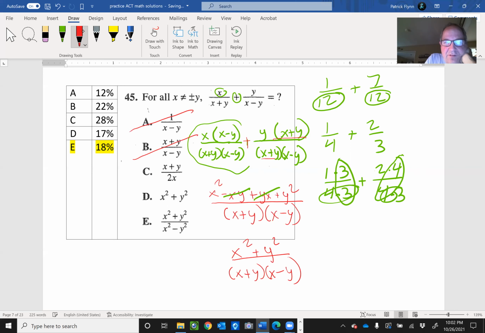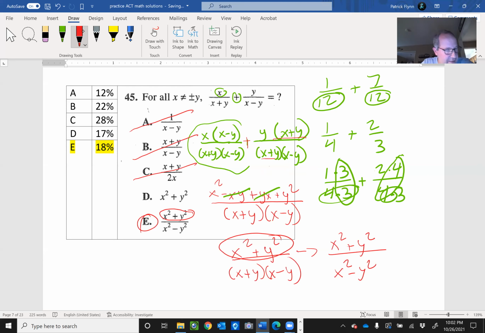Well, I'm looking at the numerator. This is the only one with it in. It's got to be choice E. And in fact, if we multiply out the denominator, we'll have x squared minus y squared. But we really didn't need it. We really just had to pay attention to that numerator to get there. Okay, that one you kind of really see in algebra 2, college algebra, pre-calculus, that kind of thing.